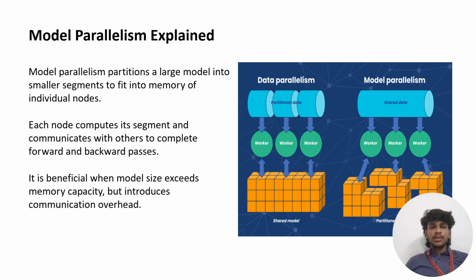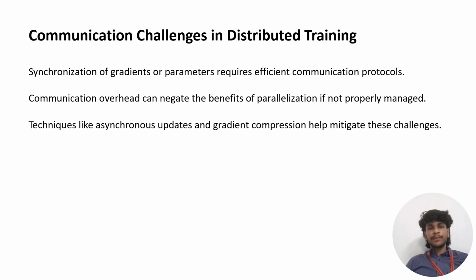Model parallelism explained. Model parallelism partitions a large model into smaller segments to fit into the memory of individual nodes. Each node computes its segment and communicates with others to complete forward and backward passes. It is beneficial when model size exceeds memory capacity but introduces communication overhead.